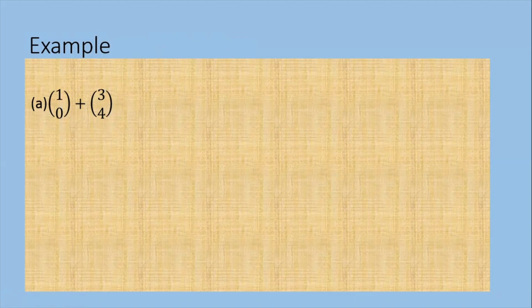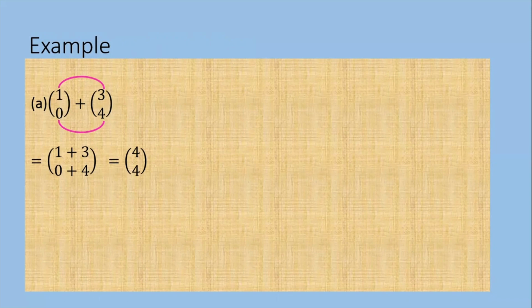Yes, we can. How do we add? We're going to add the corresponding elements. So that will be 1, 3 and 0, 4. So the answer will be 1 plus 3 and 0 plus 4. 1 plus 3 is 4. 0 plus 4 is 4. So the answer is a 2 by 1 matrix with elements 4 and 4.